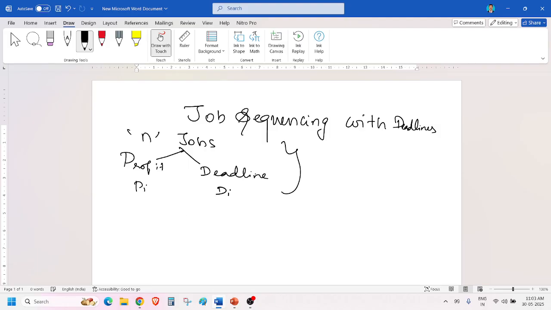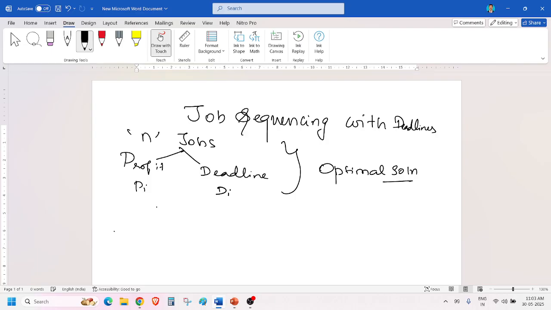Why do I have to study this job sequencing? Because you have to find the optimal solution. The optimal solution is the main thing. Whatever algorithm we are using, in any type of algorithm we run, our aim is to find the best solution within the time limit. The time taken should be very little. That is what we call the optimal solution. For that only we are moving into job sequencing with deadlines.